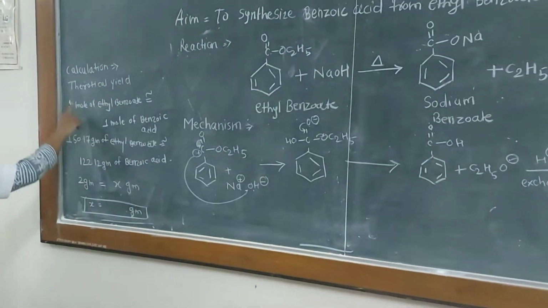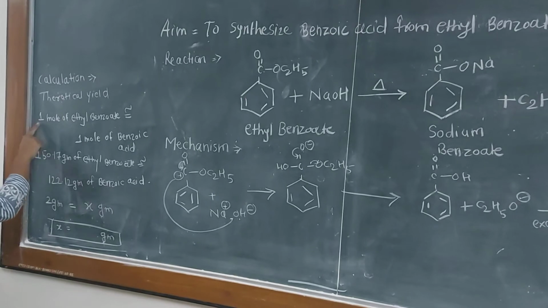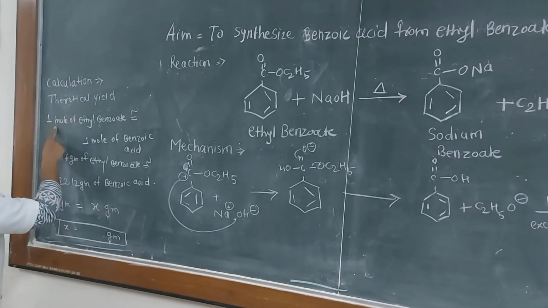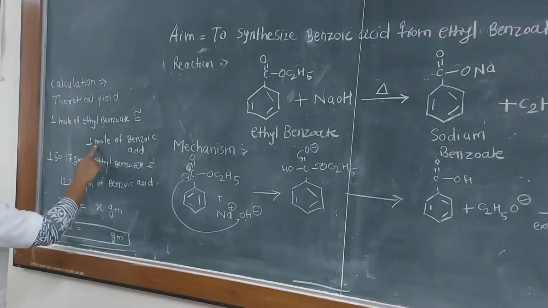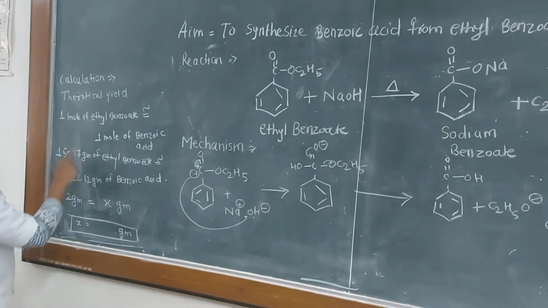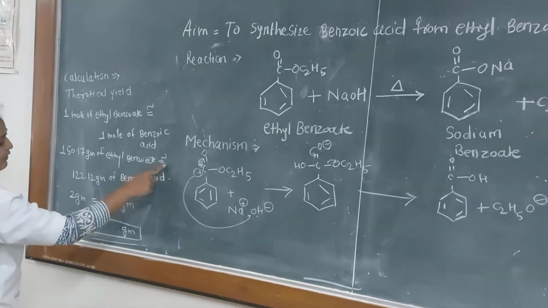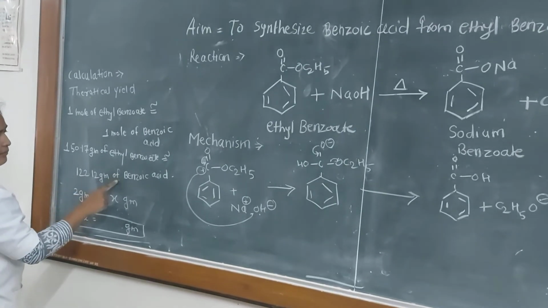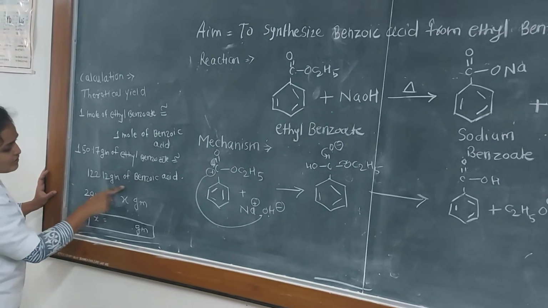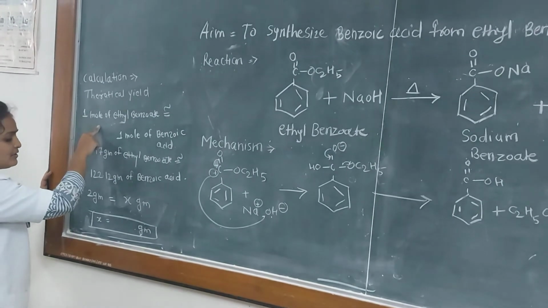Then the next one is the calculation part. First calculate the theoretical yield. 1 mole of ethyl benzoate is equivalent to 1 mole of benzoic acid. Then add here the molecular weight of ethyl benzoate. 150.17 gram of ethyl benzoate is equivalent to 122.12 gram of benzoic acid. 122.12 gram is the molecular weight of benzoic acid, and 150.17 gram is the molecular weight of ethyl benzoate.